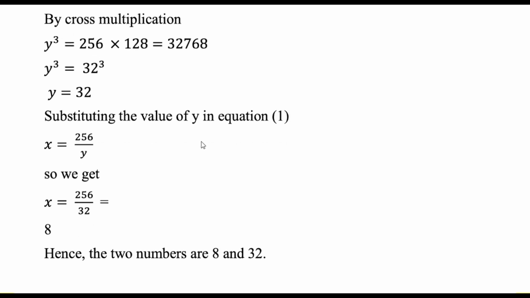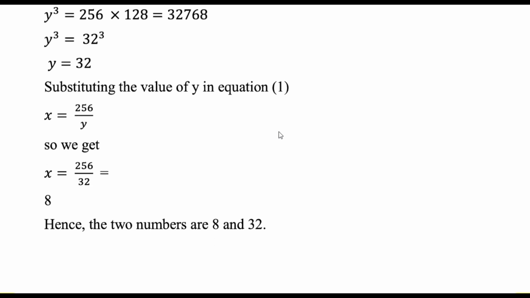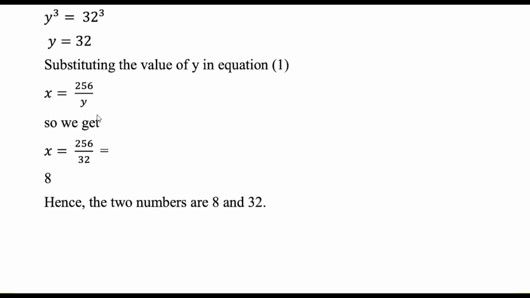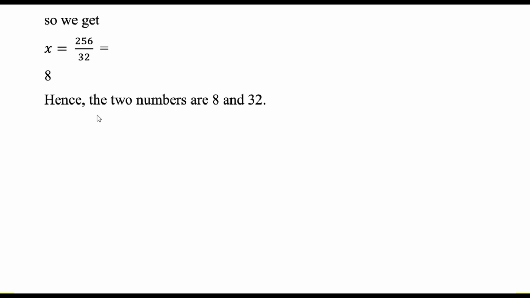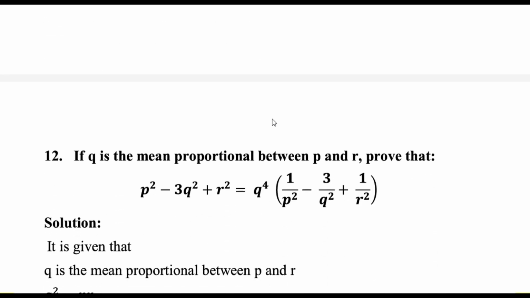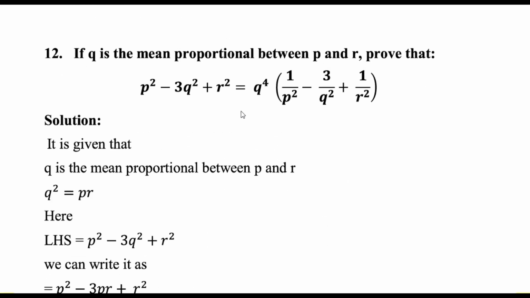So substituting the value of y in equation 1, you will get x is equal to 256 by y. Okay, after that x is equal to 256 by 32 is equal to 8. So the two numbers will be 8 and 32. Come to the next problem.